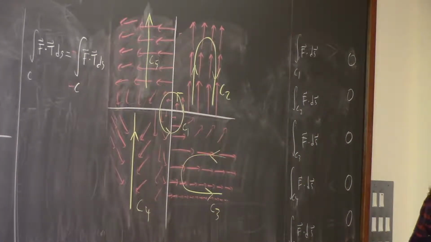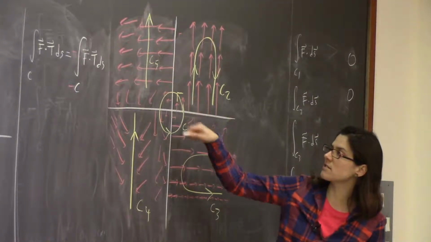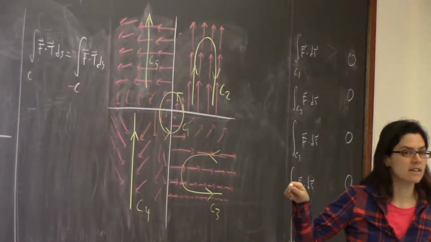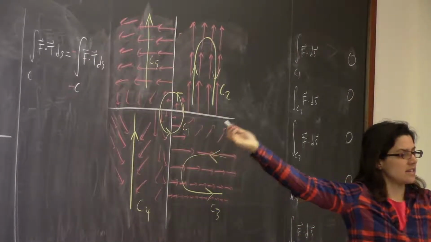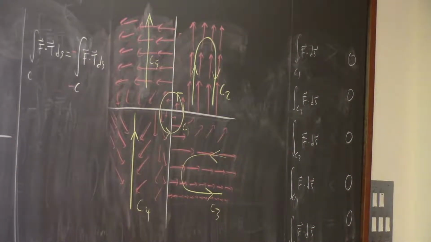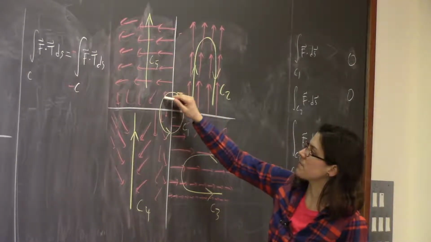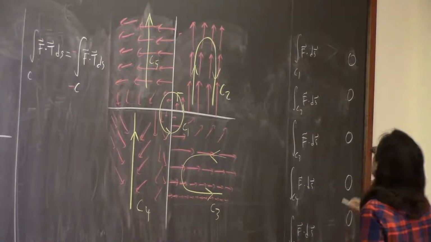The vector line integral over C1, this sort of unit circle counterclockwise thing, what would you say? Is it positive, negative, or 0? Positive, yeah, why? Yeah, it's always with the flow. The vector field is just pushing it around, so this should be positive.